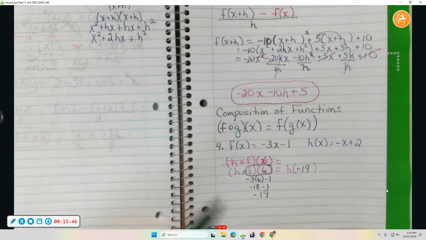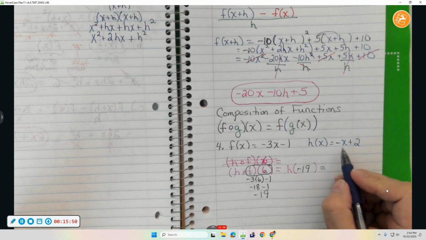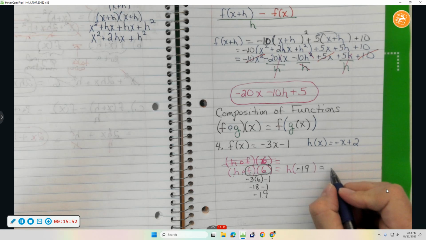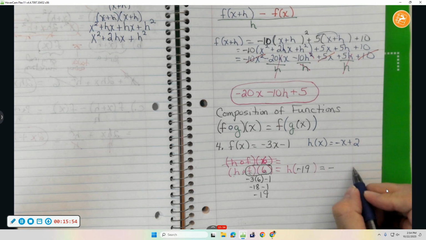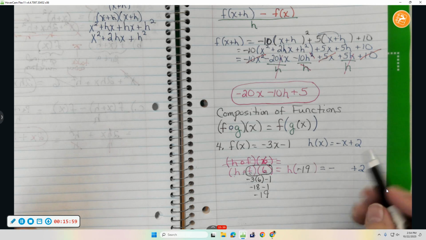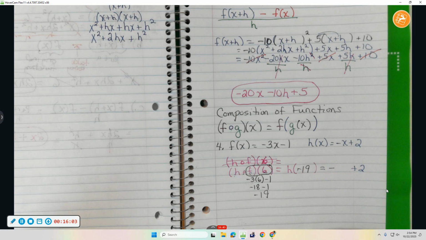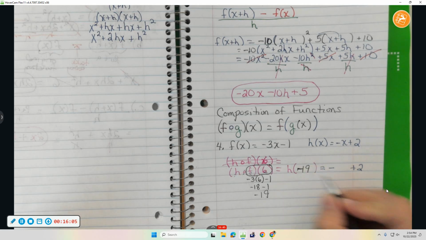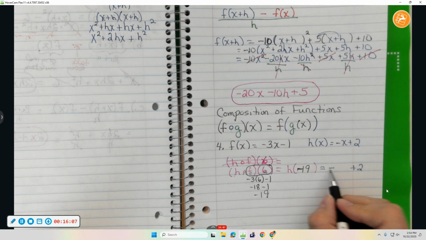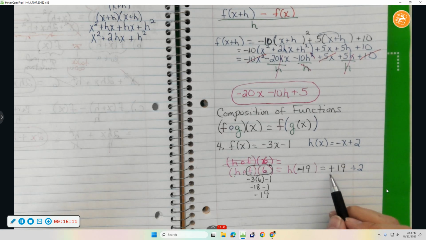So if I go to this H up here, now this is going to be a little tricky. Watch out. It's negative x plus 2. Why am I saying it's a little tricky? We have the blue negative, and we're about to have that black negative, negative, negative. You'll see how I made that into a positive 19?